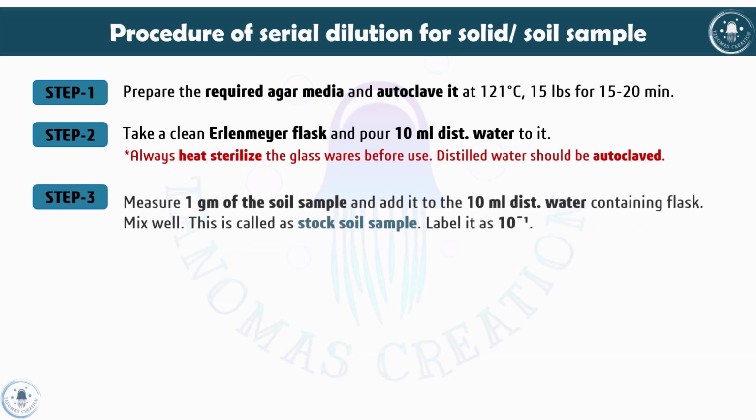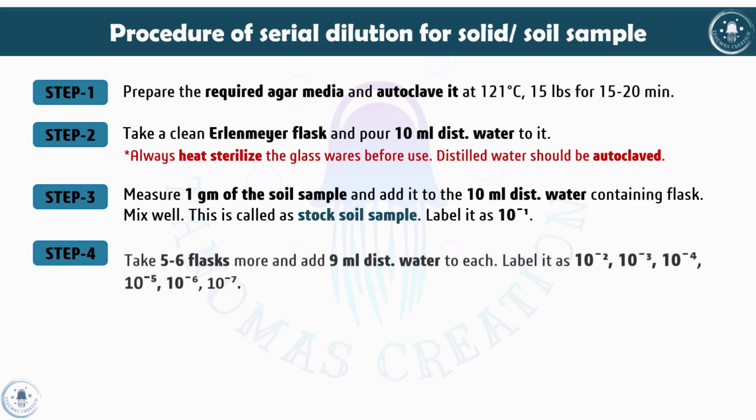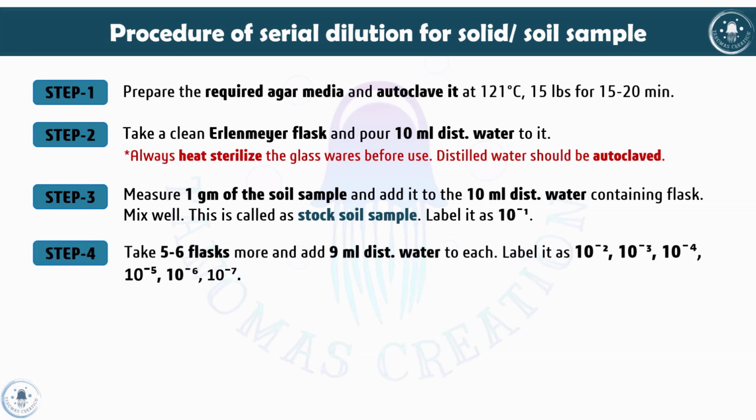Now in step 3 we measure 1 gram of the soil sample and add it to the flask containing 10 ml distilled water. Then we mix it well, and this sample is called the stock soil sample, and you label it as 10^-1. Then after that you take 5 to 6 more flasks and add 9 ml distilled water to each.